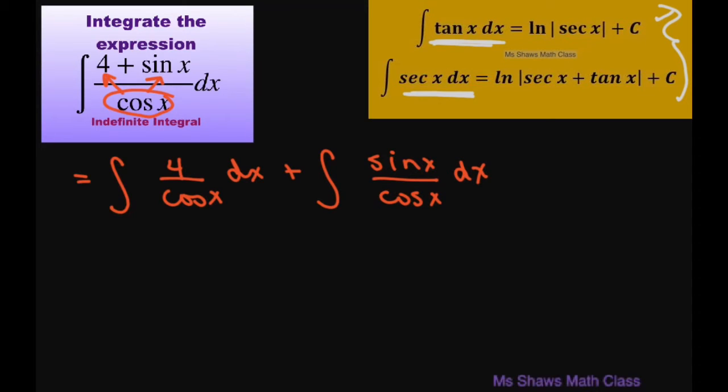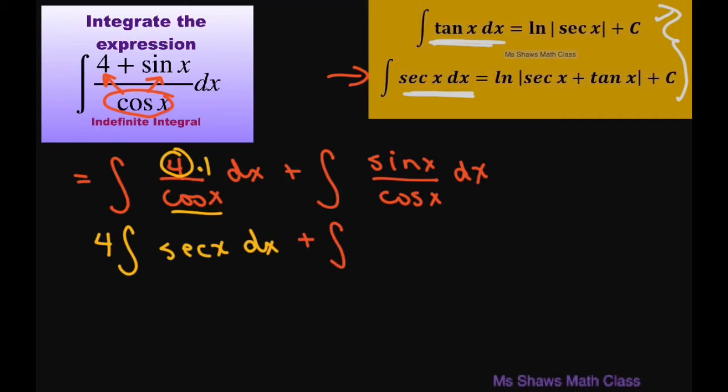From there, I can pull this 4 out and write this as 4, like 4 times 1. So this is going to be secant of x dx. We already have the answer to that. And then this one's going to be the integral of tan of x dx. And we already have the integral for this.